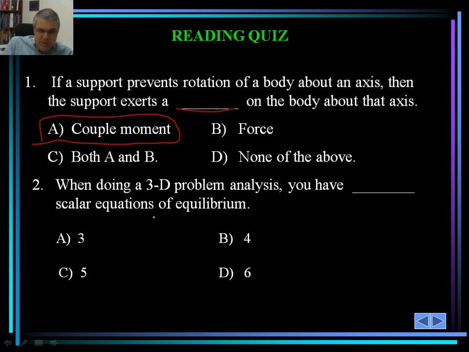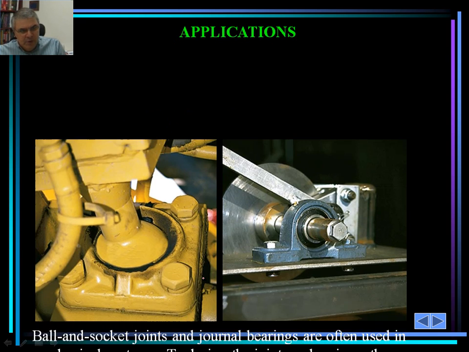Number two, when doing a 3D problem analysis, you will have blank scalar equations of equilibrium. The answer is 6 for the reasons that you would see. Remember that we are going to take a look at the three-dimensional analysis today.